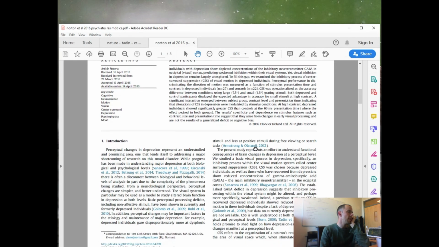And one of the arguments I made in the paper in the intro is about this GABA issue. So, how does center surround suppression work? Do you guys remember I was telling you guys about the motion detectors and how do they work?